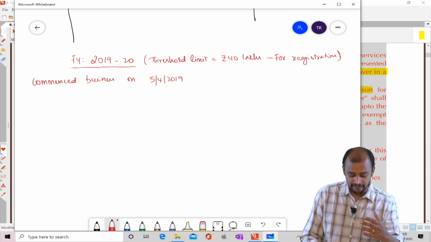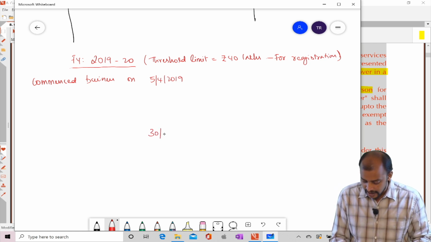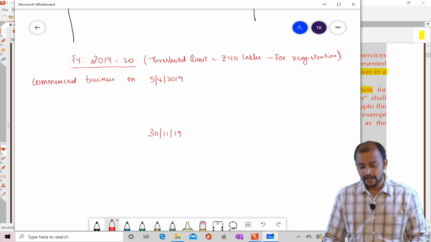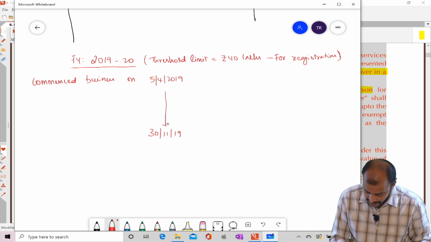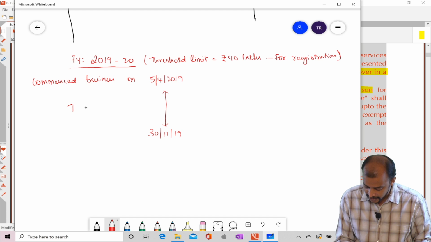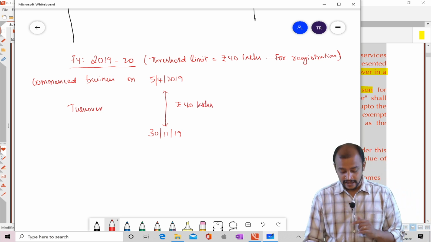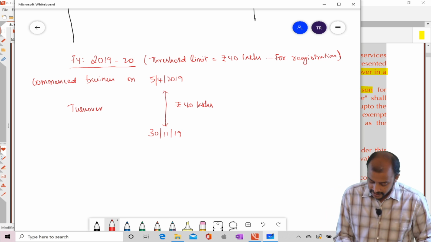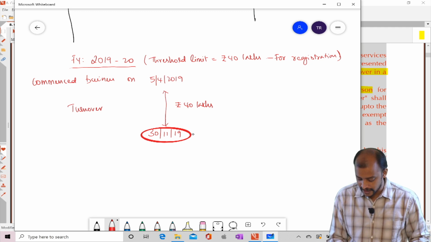Now he commenced business on 5/4/2019 and up to 30/11/2019, his turnover was 40 lakhs. Then thereafter, the turnover exceeds 40 lakhs. So which means he is liable to get registered from 30/11/2019. Liable to get registered.